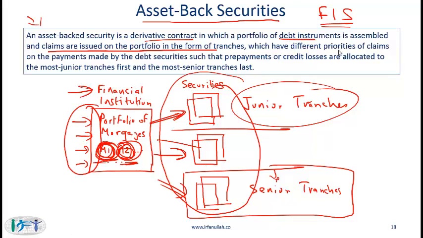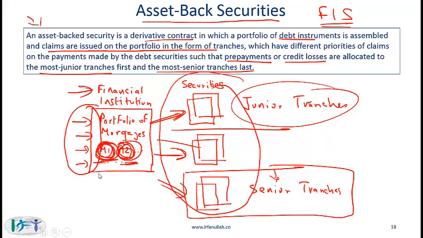And these claims have different priorities of claims on the payments made by the debt securities. So these securities have different priority of claims against the payments which come in, such that prepayments or credit losses are allocated to the most junior tranches first and the most senior tranches last. And that briefly is what I spoke about earlier. I don't think you will be tested on the details of this material over here. The idea is to just get a high-level sense for asset-backed securities.